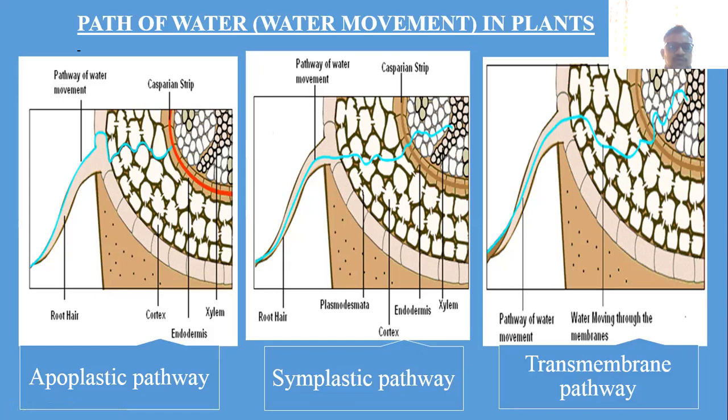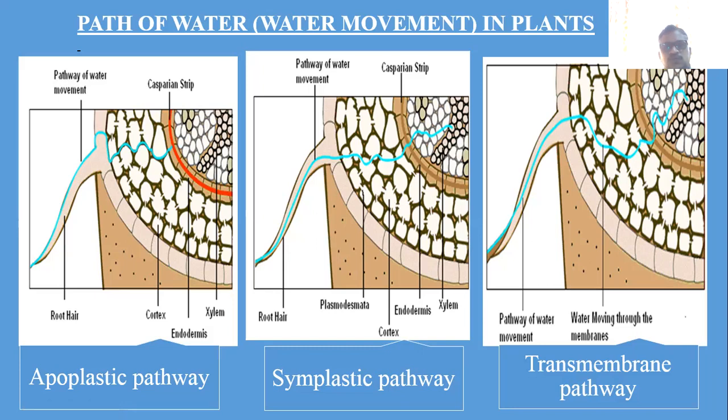Up to the Casparian strip, here this red colored line is the Casparian strip. Up to that, water can move through the apoplastic pathway and reach the endodermis where the Casparian strip is present. After the Casparian strip, water or solution is unable to move through this pathway. So from that particular region, water is changing its path.